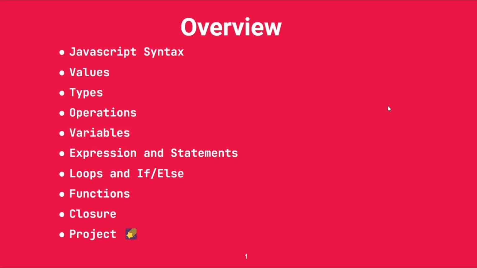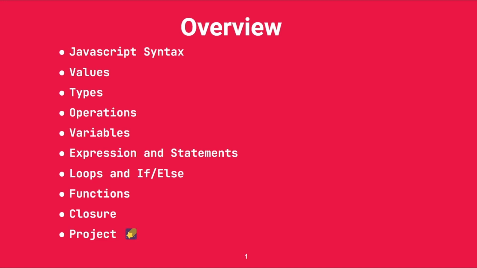So hey everyone, this is the first video in a series of videos in which I'm talking about what is JavaScript, and let's try to understand the overview for this entire session. First, we're going to start with the JavaScript syntax, how we can write JavaScript, the file structuring and the code editor we're going to be using. Then we'll touch upon values, types, operations, variables, loops, if else, functions, closures, and finally we'll end this entire playlist by making a project. So this is the entire overview for this entire session.